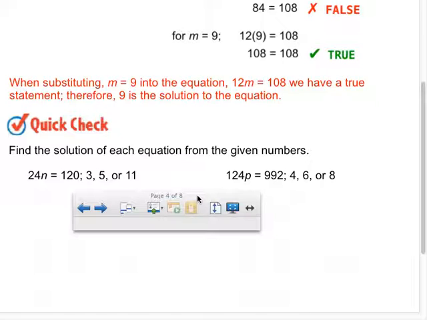Karis, can you do 6 for the second equation? Test that out. Okay, it's 124p equals 992. Can you test 6 out for us? And then 8, I need somebody to test out 8 for us. Kayla, go ahead, yes. Okay, so everybody that has those, get those done first, and then backtrack and do the other ones.